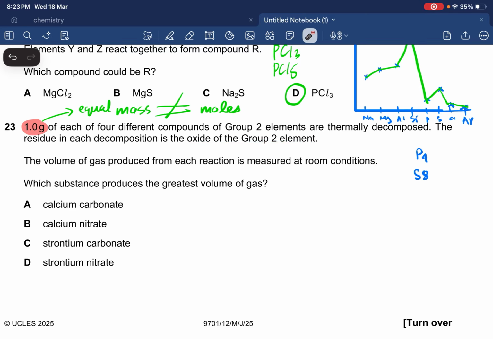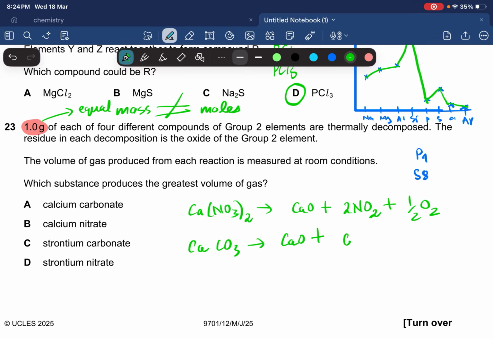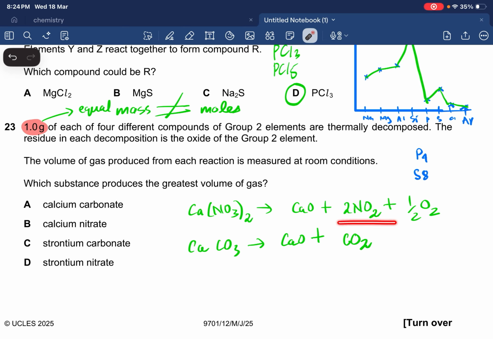The volume of the gas produced for each reaction is measured. Which substance produces the greatest volume of gas? Firstly, you know that when we decompose nitrates, for example calcium nitrate, we're going to produce calcium oxide plus nitrogen dioxide plus oxygen. And when we decompose calcium carbonate, we're going to produce calcium oxide plus carbon dioxide. So you can see for yourself that over here, we produce 2.5 moles of gases, and over here, we're producing 1 mole of gas only.